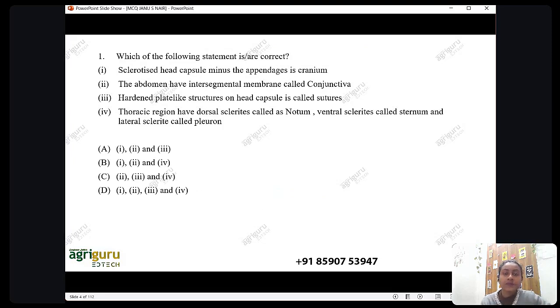Which of the following statements is or are correct? First statement: the sclerotized head capsule minus the appendages is called cranium. Then the abdomen has intersegmental membrane called conjunctiva. Hardened plate-like structure on the head capsule is called sutures. Fourth, the thoracic region has dorsal sclerites called notum, ventral sclerite called sternum, and lateral sclerite called pleuron.